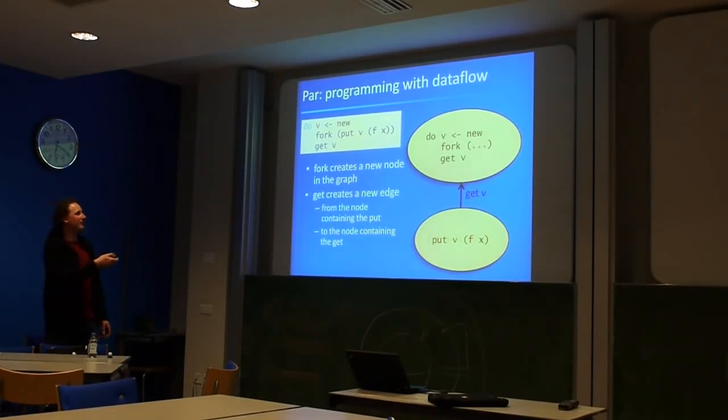So you can think of this as constructing this structure over here. It's a bit like a graph. So the thing that we forked is this blob down here. So this blob does f of x and then puts the result into V. And the main blob up here gets the result, which I showed as an edge, like that.